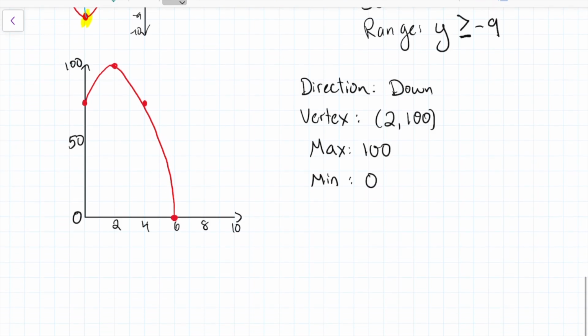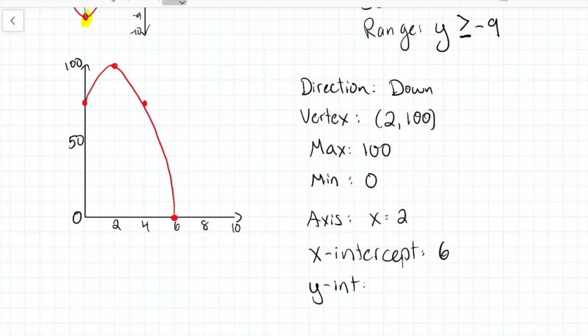Our axis of symmetry is at x equals 2. So remember, it goes through the vertex. Our x-intercept, we only have 1 in this case, even though if this one did get drawn fully, it would have 2. We can only see 1, and the one that's kind of over here on the left side doesn't exist. So our x-intercept is just at 6. Our y-intercept is at 75.